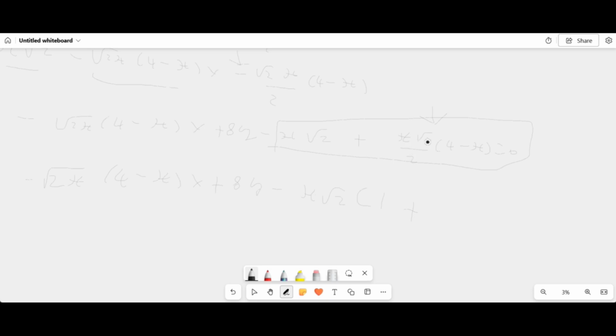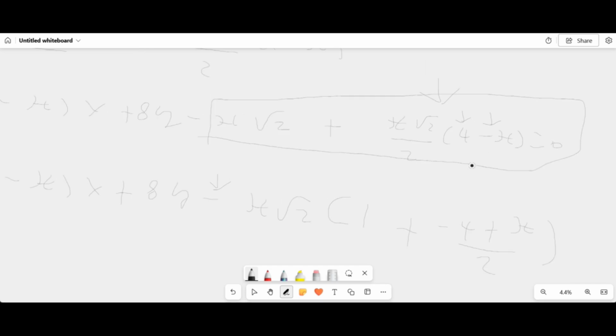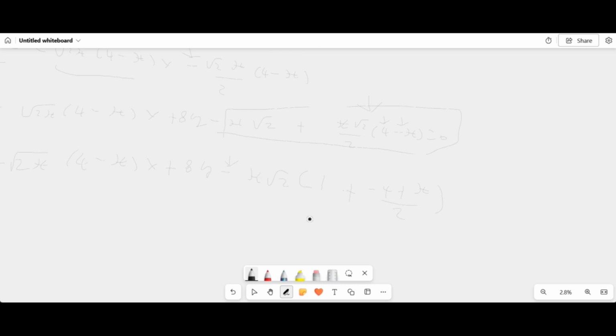pi root 2 is taken out, so we're just left with minus 4 plus pi over 2. The reason is because this is 4 minus pi over 2, and then we took out the pi root 2, but we didn't just take out pi root 2, we took out a negative pi root 2. So you need to make the 4 negative and the pi positive. Now it makes sense. If I times that back in, it will give me the top line, the line above it.